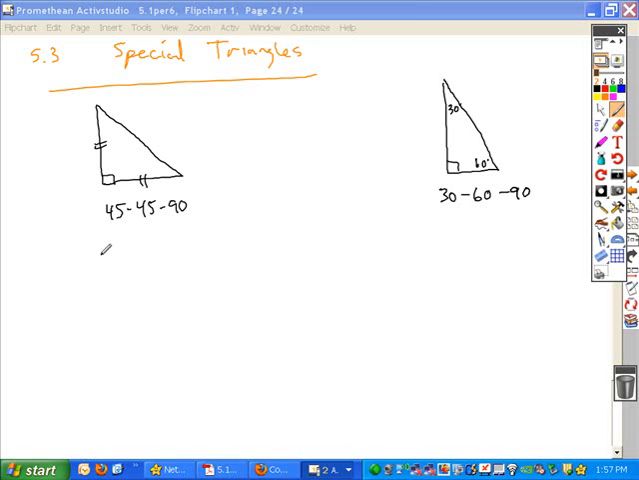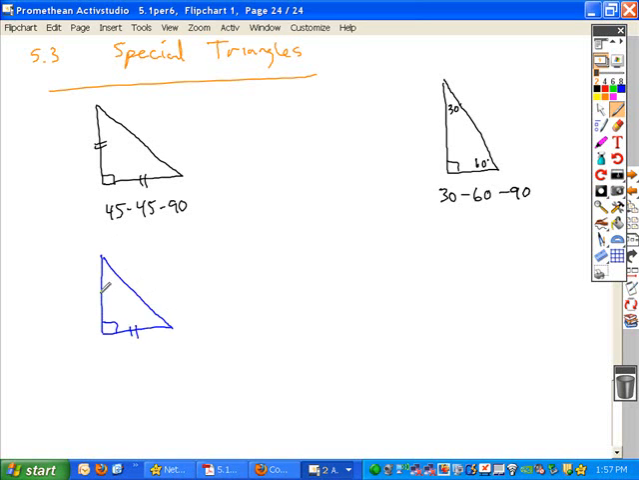Okay, the first is 45-45-90. If you look at this figure, could you use the Pythagorean theorem to solve for the length of the hypotenuse? If you did, you would take the sum of the squares of the legs and set it equal to the square of the hypotenuse. 4 plus 4 is equal to c squared, combining those, and then square rooting.